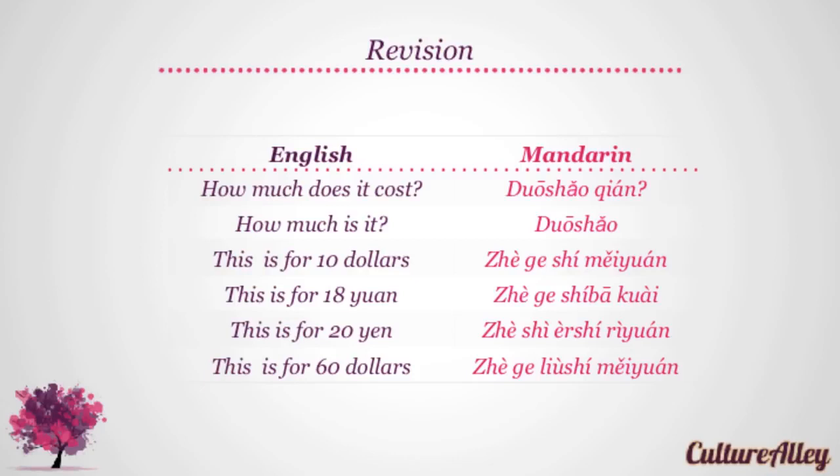How much does it cost? Translates to 多少钱? While how much is it becomes 多少. This is $10 translates as 这个10美元. While this is 18 yuan is 这个18块.